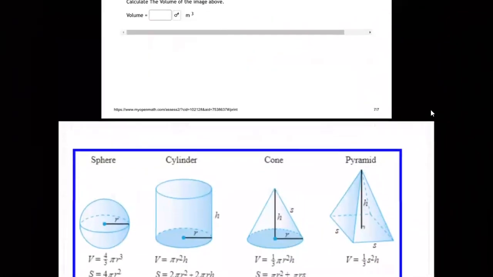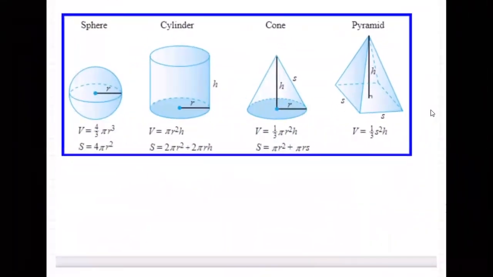On the exam 3 notes, I printed out a bunch of formulas for you. And here they are. So for pyramid, the volume is 1/3 s squared h. Now, it's the clearest picture I could find, but let me adjust this just to make it easier for you. I think it'll be easier if you call this length and width, and you write this volume formula as 1/3 length times width times height.